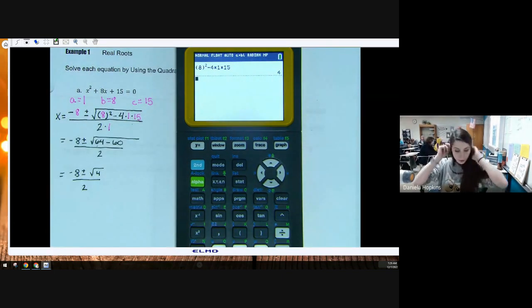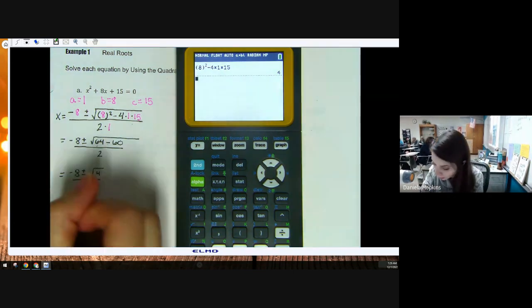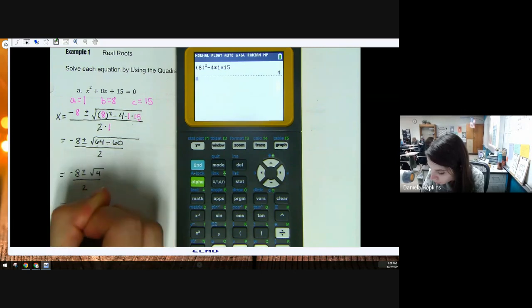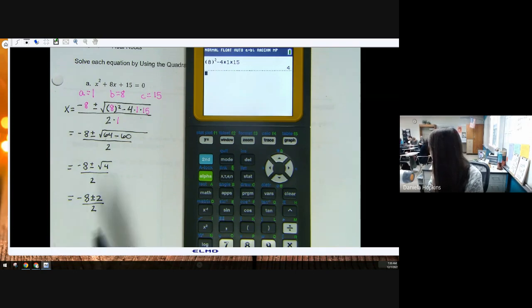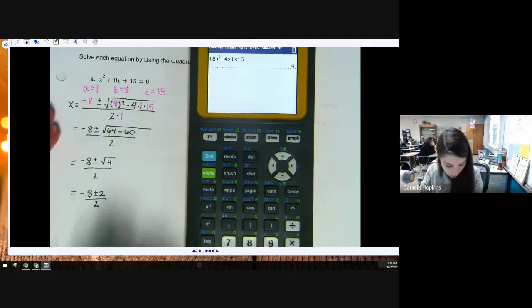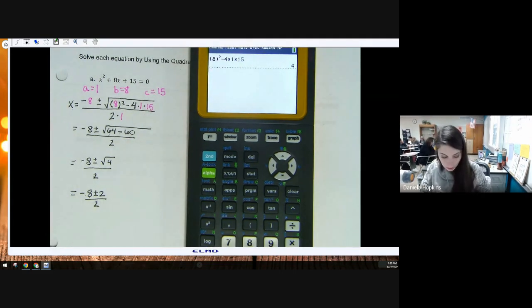What is the square root of 4? 2. So we have -8 plus or minus 2 over 2. At this point, remember last time when we were completing the square, I said if you have a whole number here and a whole number here, you should split them into 2 distinct answers, right? You don't have to do that if it's a square root or if there's an i. But in this case, these are all numbers that we know how to deal with in our heads, hopefully. So we can split this off into 2 separate solutions.